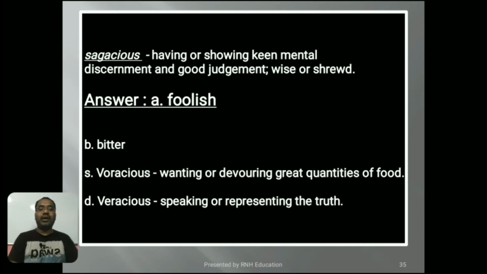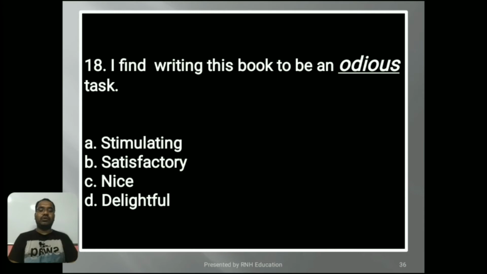And the other options were B, bitter, C, voracious. Voracious means wanting or devouring great quantities of food. Okay, that is called voracious. And the D was veracious. Veracious means speaking or representing the truth. That is called veracious. Going to the next one. Next question, that is question number 18.